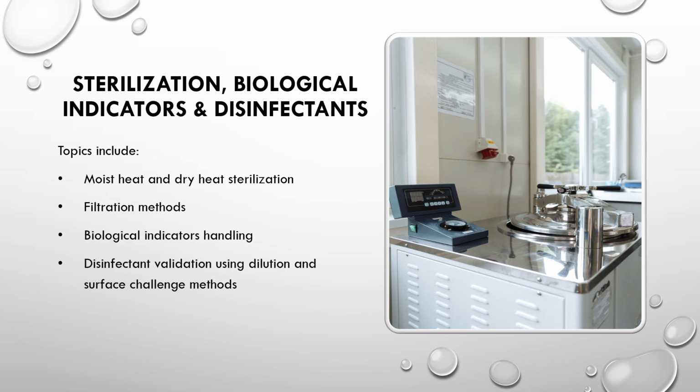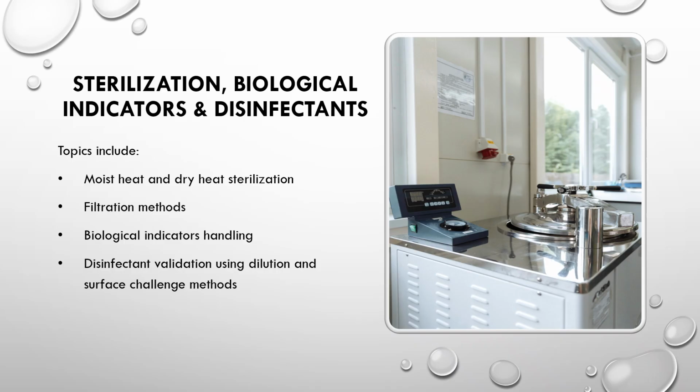Sometimes heat cannot be used. For example, vaccines, antibiotics, or heat sensitive solutions may be damaged by high temperatures. In such cases, scientists use filtration methods where the liquid passes through very fine filters that trap microorganisms. But how do we confirm that sterilization was successful? For this purpose, we use biological indicators. These indicators contain highly resistant bacterial spores. If the sterilization process can kill these spores, we can be confident that the process was effective.